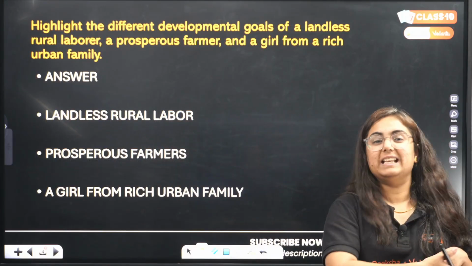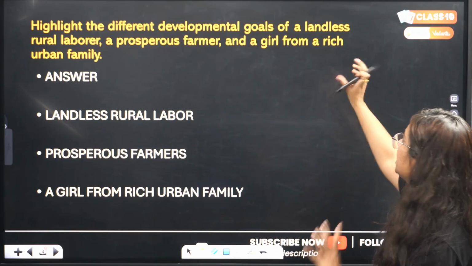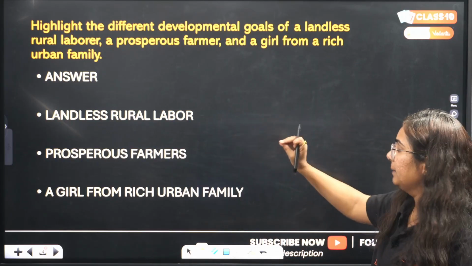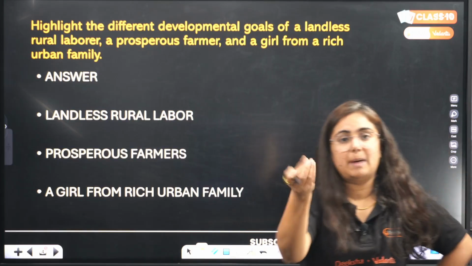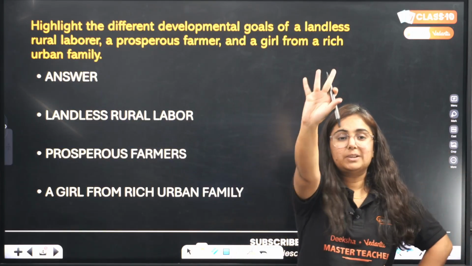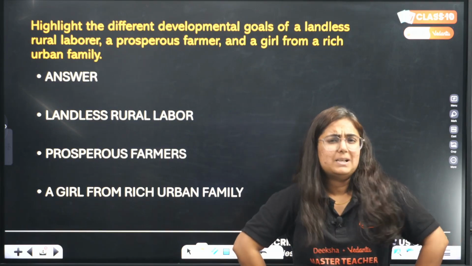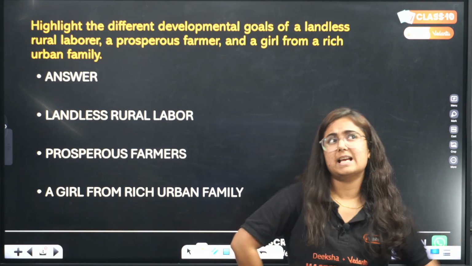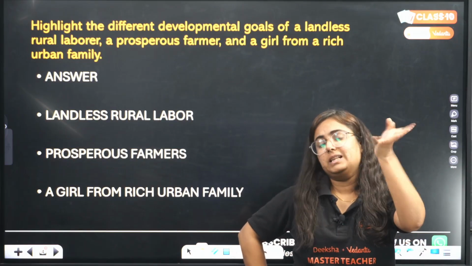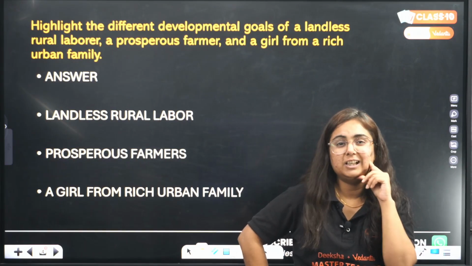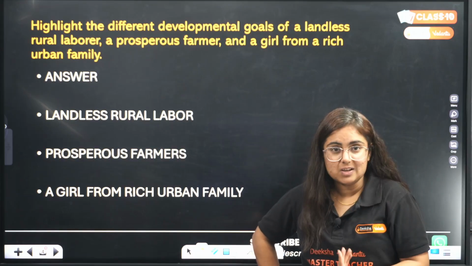Let's move towards the next question of the day: highlight the different developmental goals of a landless rural labor, a prosperous farmer, and a girl from a rich urban family. So we know that chapter 1 economics talks about how different people have different developmental goals. Like I might be thinking of buying a Lamborghini right now, and you might be thinking to get 99% in your class 10th exam right now. So we have different developmental goals, right?